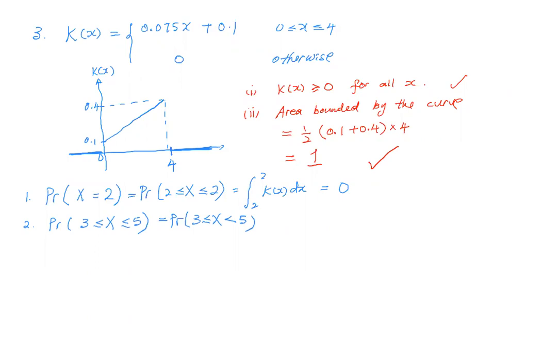Now, since I have 2 pieces here, if I want to find the probability, I have to integrate from 3 to 4. The function is 0.075x plus 0.1, because 0 to 4 follows this formula. Plus 4 to 5, where the others are 0. So the chance for this part to happen is definitely 0. Now you can use your calculator and get the answer.